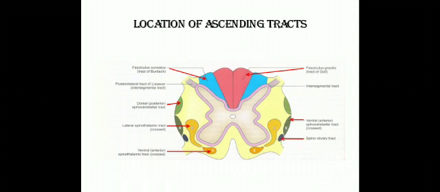So, when we observe, the lateral spinothalamic tract, the ventral or anterior spinothalamic tract and the anterior spinocerebellar tract have crossed fibers to the opposite side.